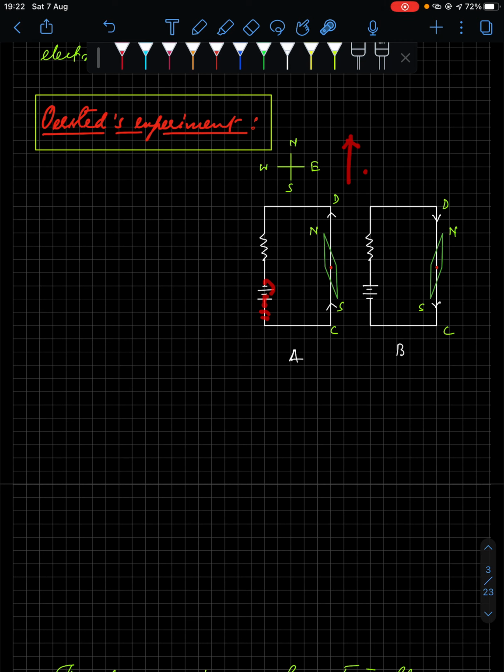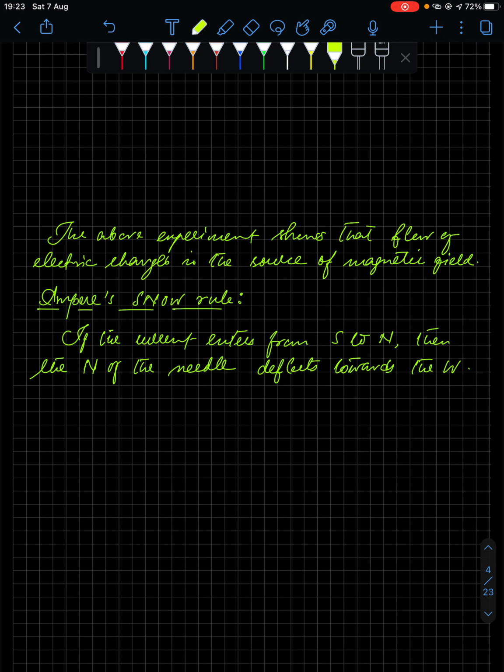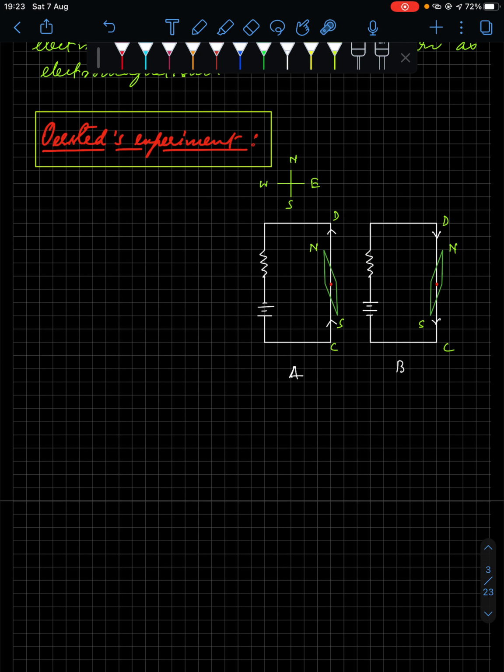All right. Now the moment you turn the key on and the current starts passing through the circuit, you see that the compass starts deflecting. It deflects in the anti-clockwise direction, right? Now if you reverse the polarity of the battery, the current flows in the opposite direction, and the deflection also happens in the opposite direction. So now the deflection is happening in the clockwise direction.